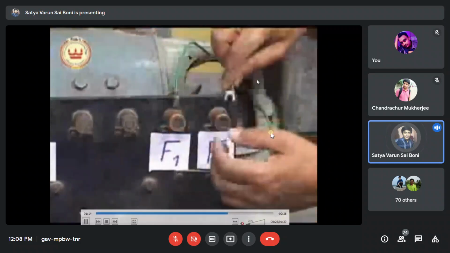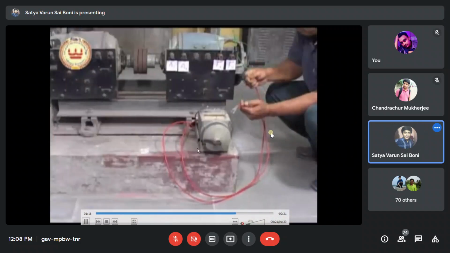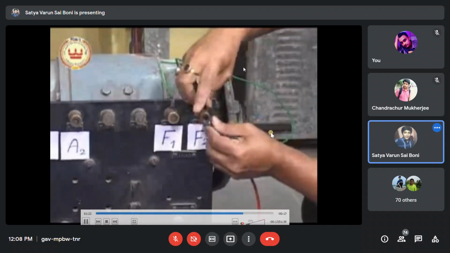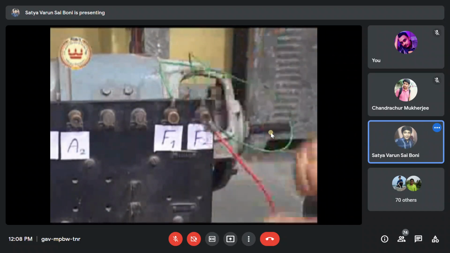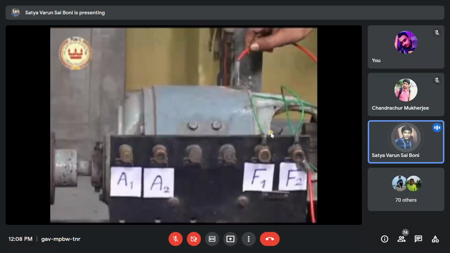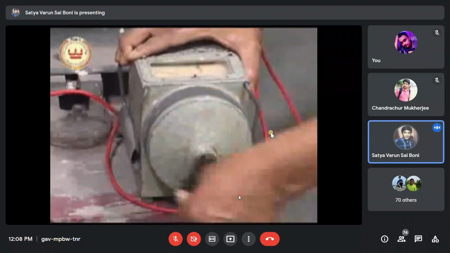See, for field resistance also the same procedure. He will short both F1 and F2, and after that a wire is given to the positive node from that, and RC, he is doing the same thing. Another one he will hold on the upper side of the, see here, paint is removed.